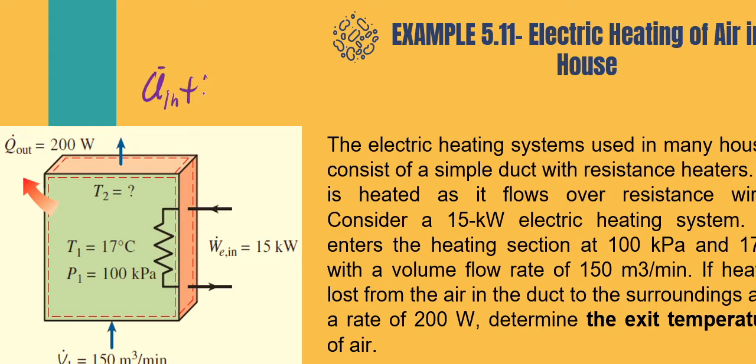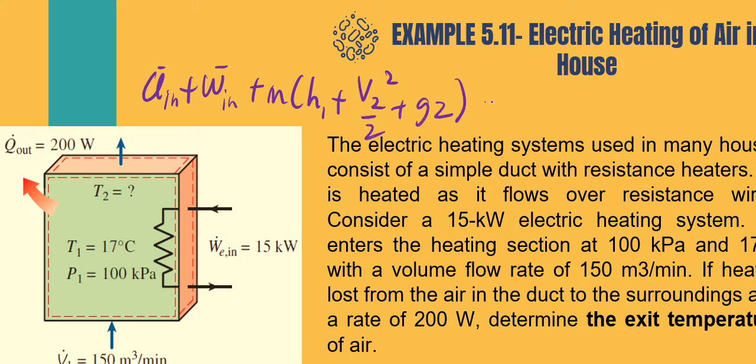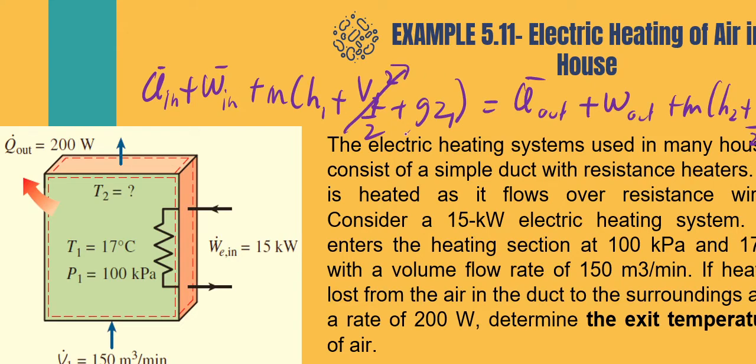Q in plus W in plus m(h plus V1 squared over 2 plus gz1) equals Q out plus W out plus m(h2 plus V2 squared over 2 plus gz2). For pipe or duct, usually only PE and KE can be neglected.